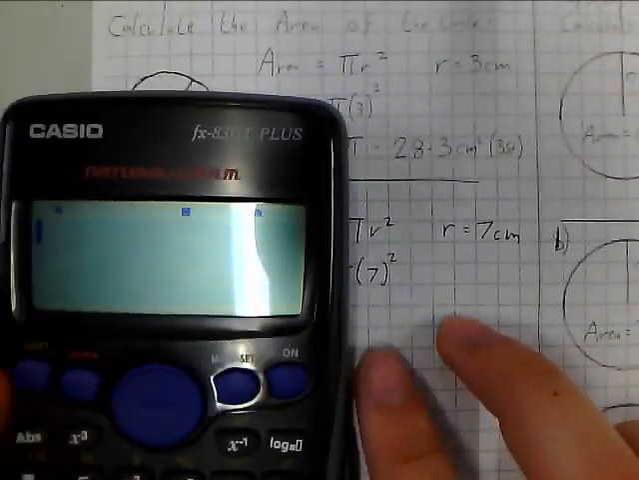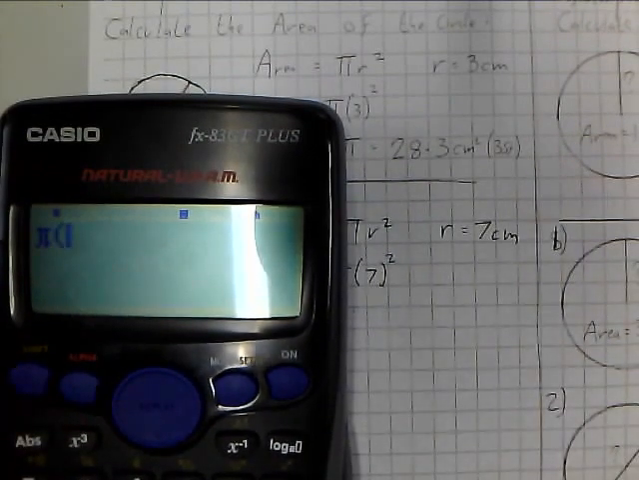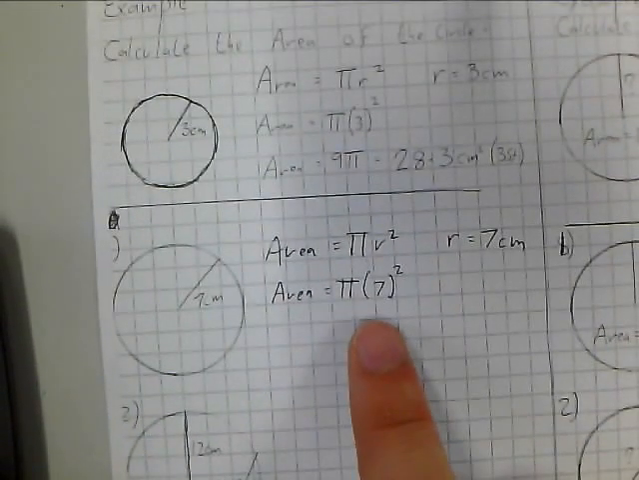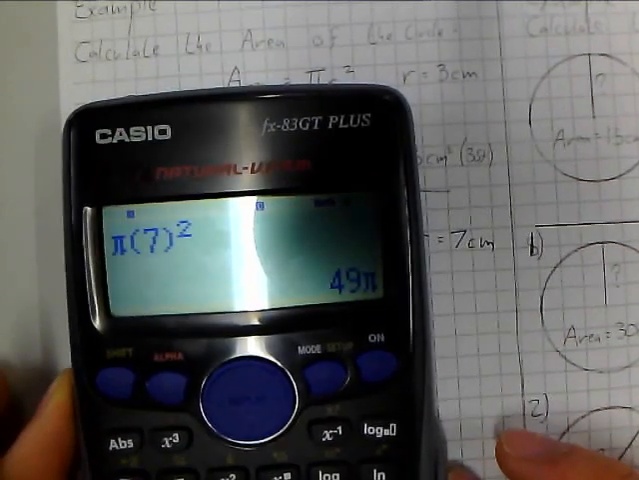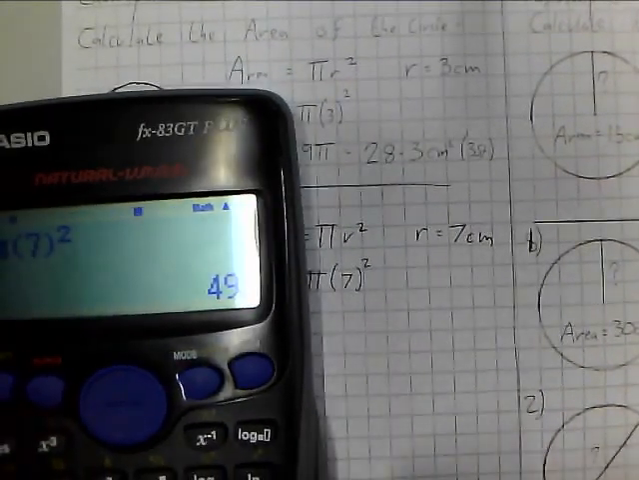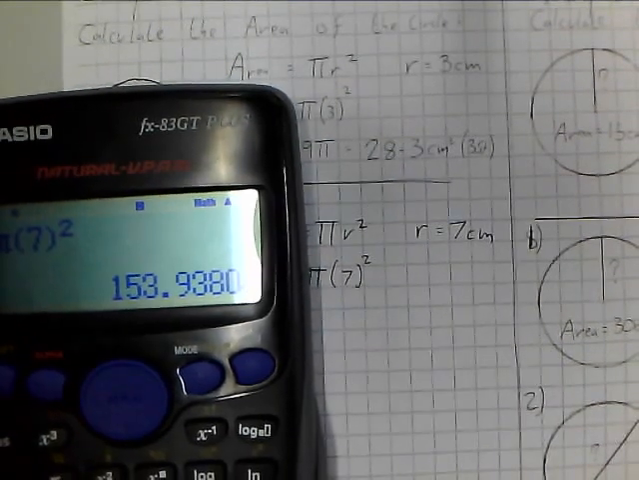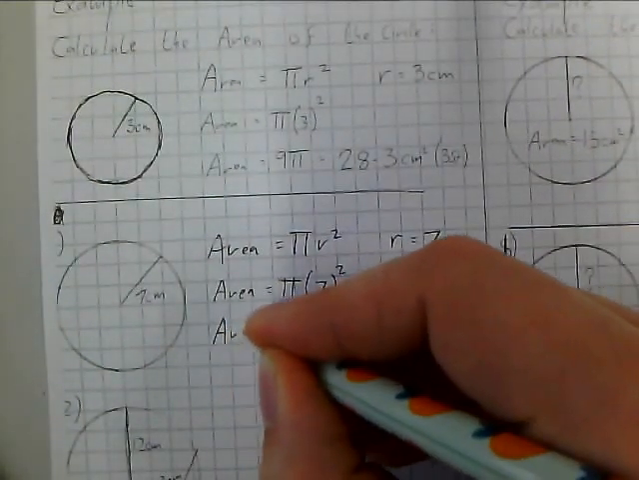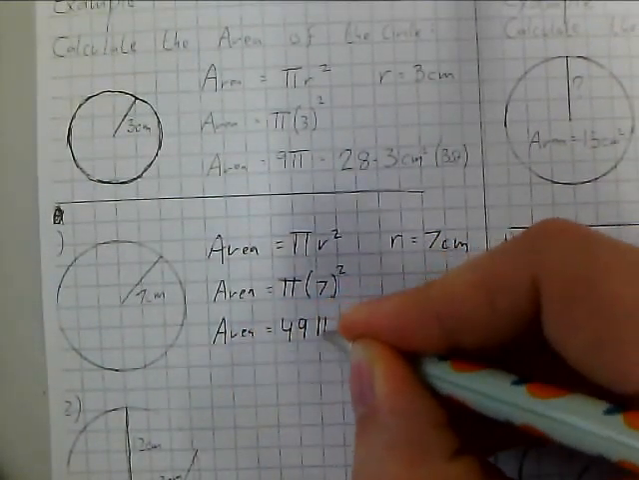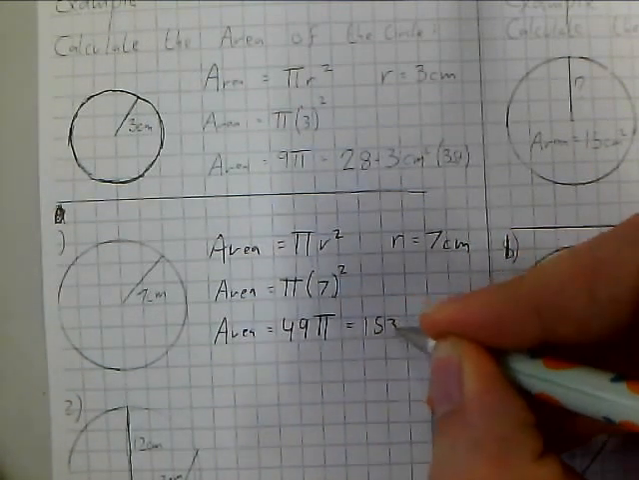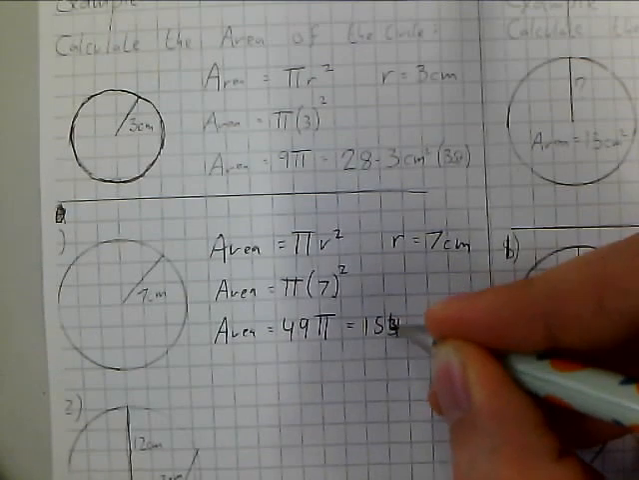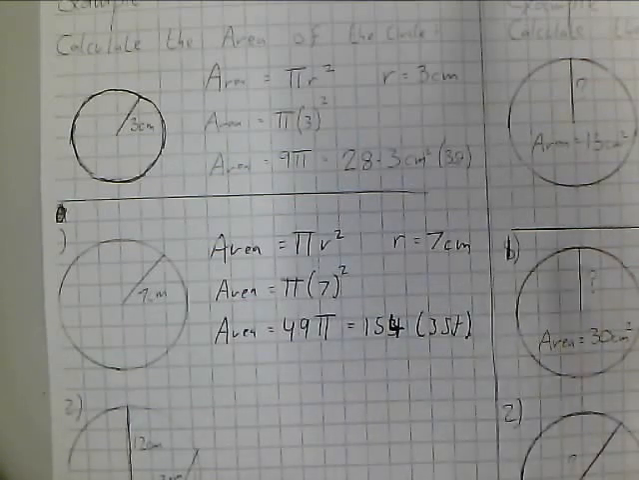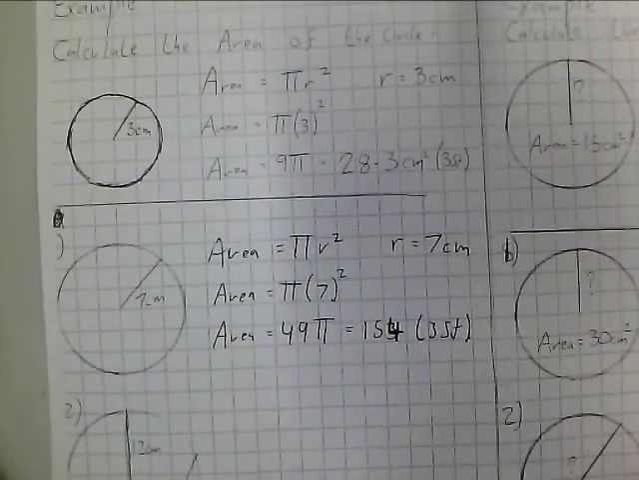So pi, bracket 7 bracket squared. Okay, so I've just put in the display exactly what I put on my paper, and that will work. And this will work for other calculators as well. So we get 49 pi, which is also this number here. And I'm going to round all of my answers to 3 significant figures. So area equals 49 pi, which is equal to 154 to 3 significant figures. Okay, if you're not sure about significant figures, go back to the previous videos to look at how to use significant figures.